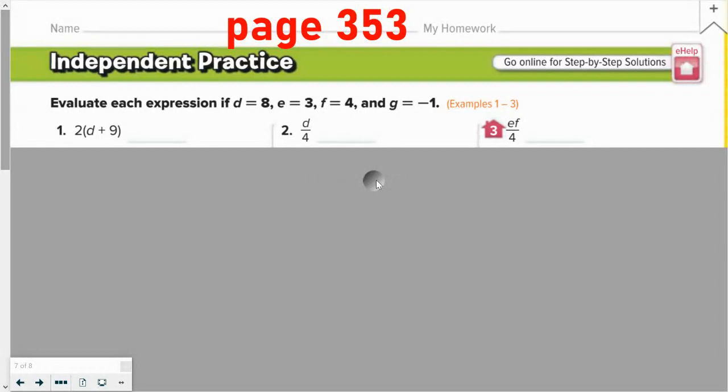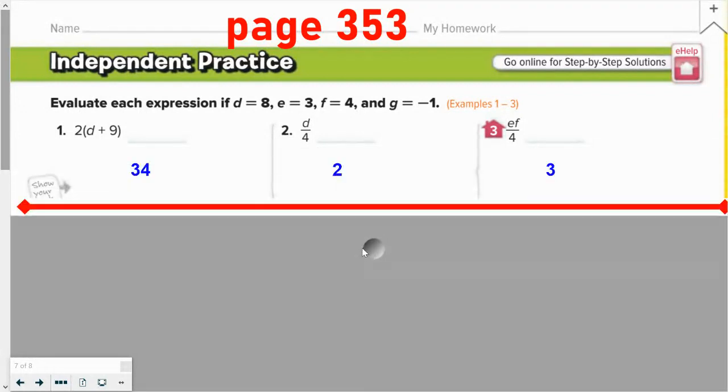All right, so let's see what you got. For the first one, I got 34. Then number 2, I got 2, because I got to take D, which is 8, and divide it by 4. So that's 2. EF, that means we're taking E times F, which is 3 times 4, and dividing it by 4, which gives you 3.